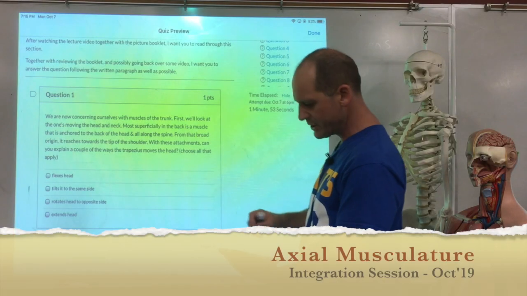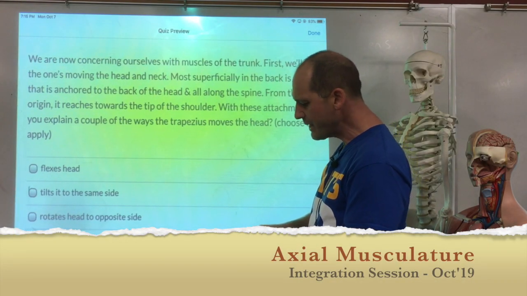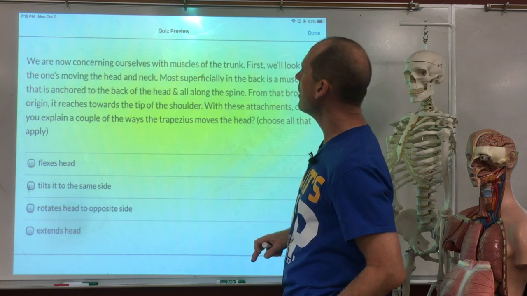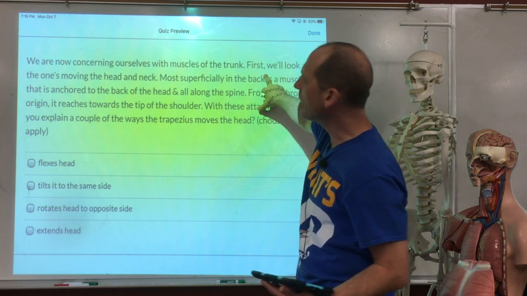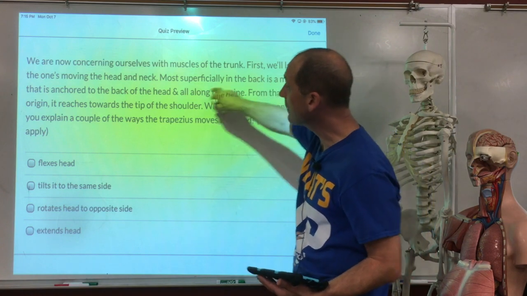So let's go through these questions here. Let's see. Make this a little bigger. There we go. We're now concerning ourselves with the muscles of the trunk. First, we'll look at the ones moving our head and neck around.